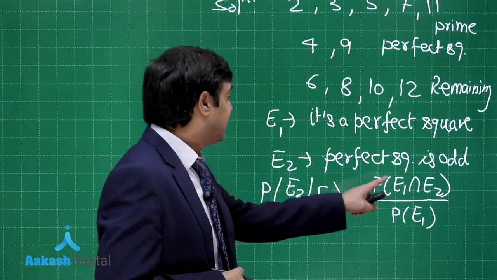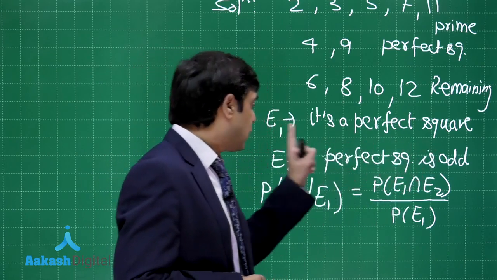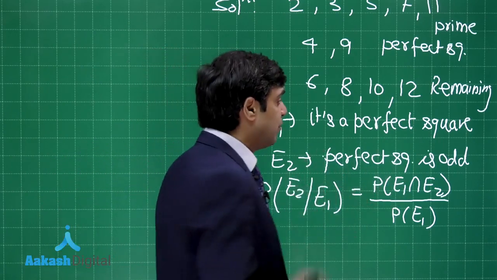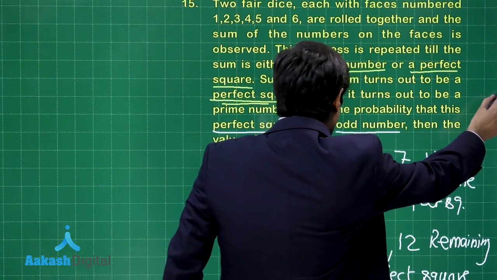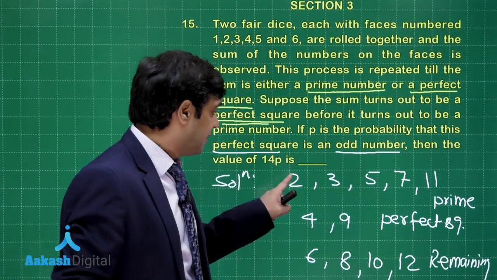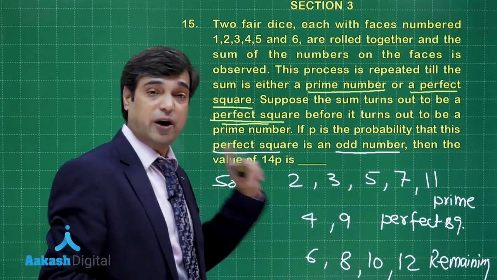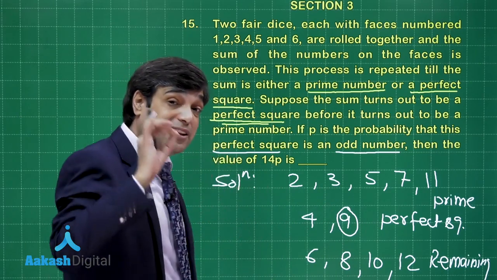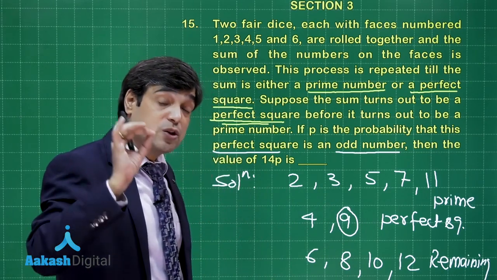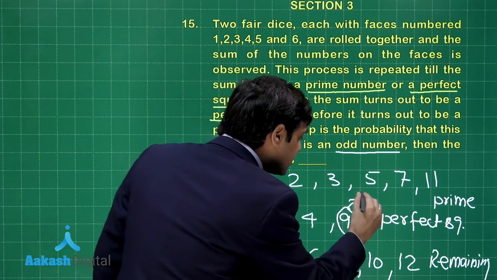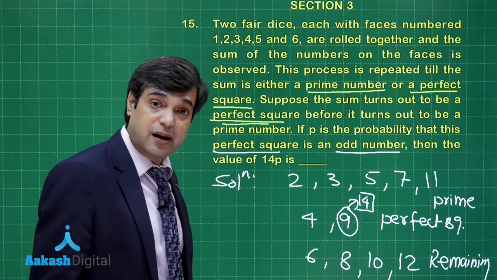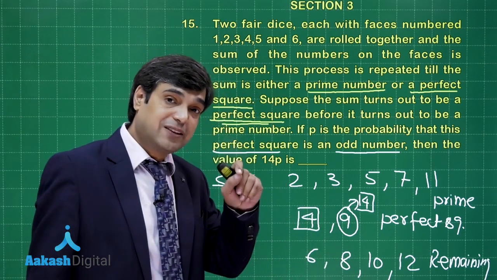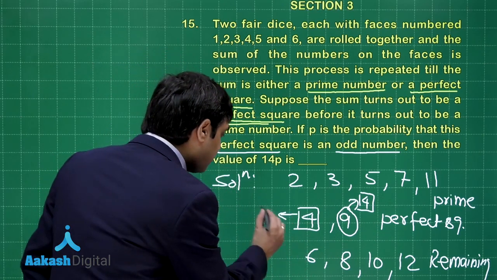Now E1 intersection E2, E1 meaning it's a perfect square, E2 meaning perfect square is odd, so obviously the intersection is odd itself. So this is the probability of getting an odd perfect square. How many cases are there? We need to find this term for perfect square, then for odd number. Perfect square 9, that means it is starting from 3, 6 going till 6, 3. So there are total 4 possible cases. This is clear? Now for 4, how many cases are there? For 4 starting from 1, 3 going till 3, 1, there are 3 cases.